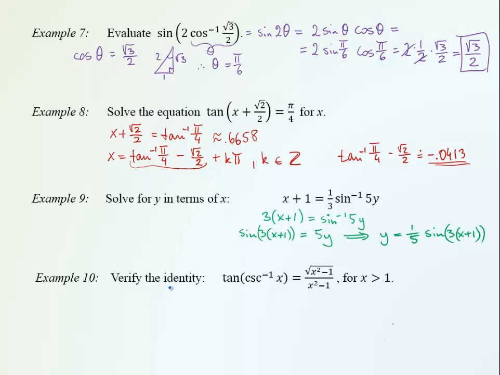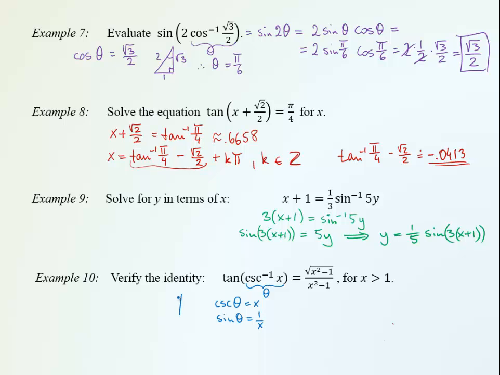And in the following example, we want to verify the identity for x bigger than 1. The fact that x is bigger than 1 protects the radicand. The radicand is positive and the denominator is not 0, so this is well defined. Well, let's see what the left-hand side of this expression is. Again, let's call arc cosecant of x an angle theta. Therefore, cosecant of theta is equal to x, which means that sine of theta is equal 1 over x.